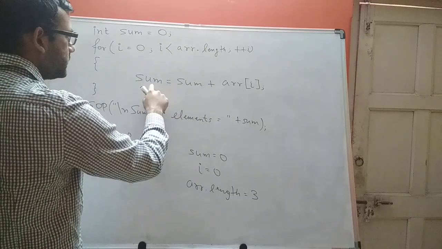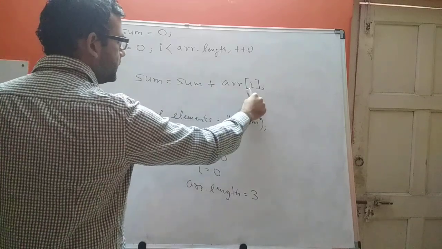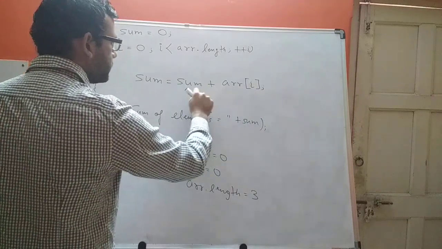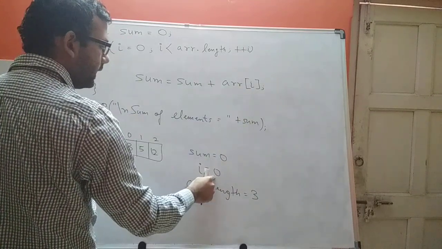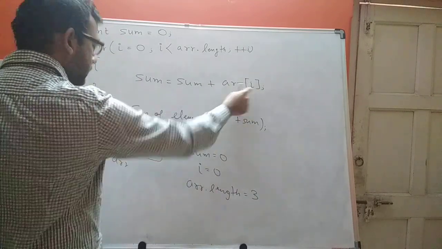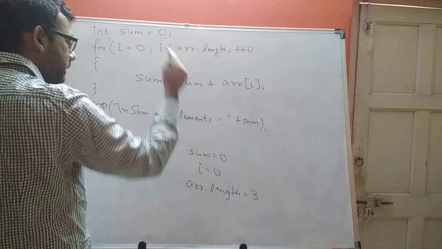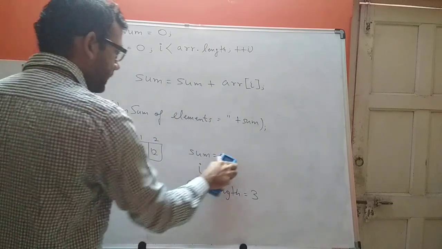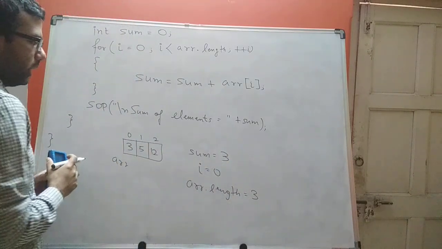Now, inside sum, you store the current value of sum plus the ith array element. So what is the current value of sum? 0 plus ARR of I. What is the value of I? 0. So what is ARR of 0? ARR of 0 is 3. So 0 plus 3 is 3. You store it in sum itself. So sum becomes, from 0, it becomes 3. I hope this step is clear.